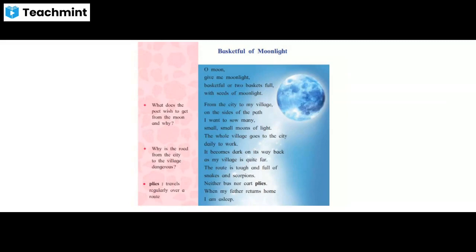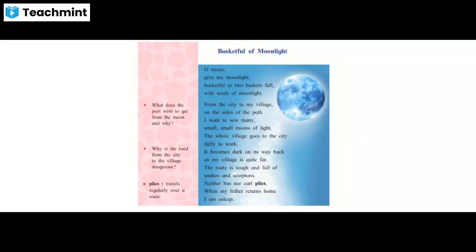Then, the whole village goes to the city daily to work. The figure of speech of this line is synecdoche. Synecdoche means here the whole village symbolizes the part of many villages. The whole village symbolizes the part of many villages, and the figure of speech is synecdoche.